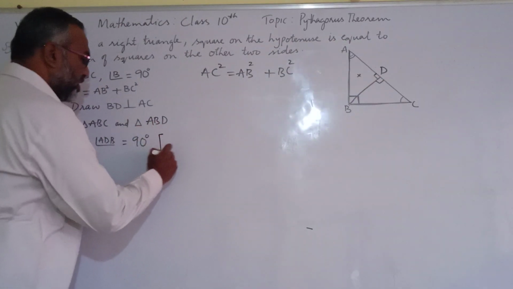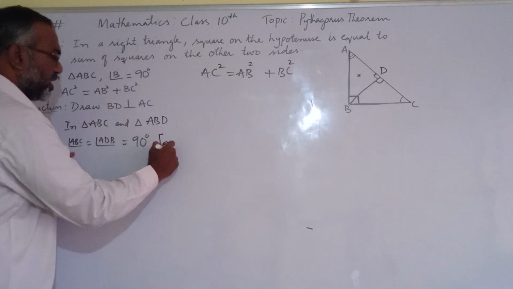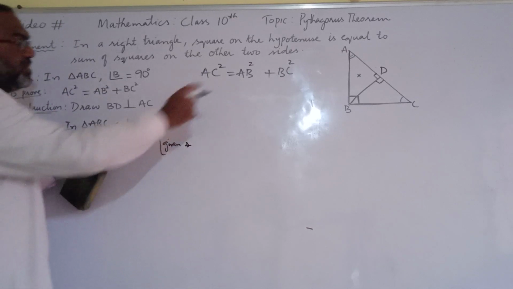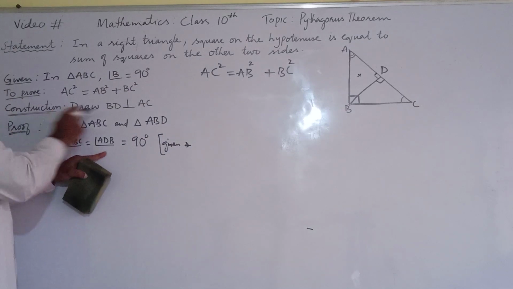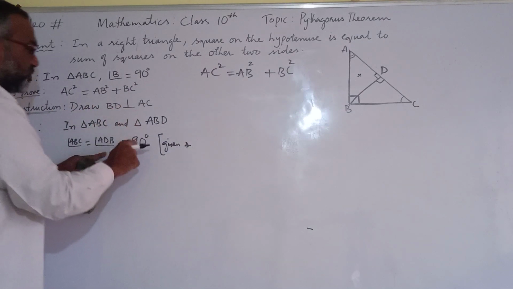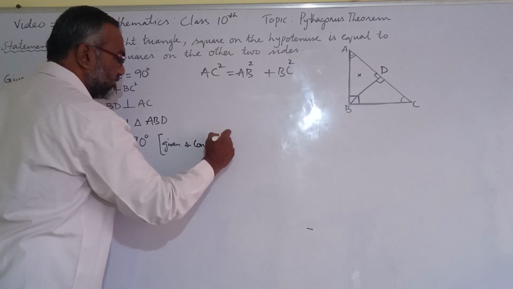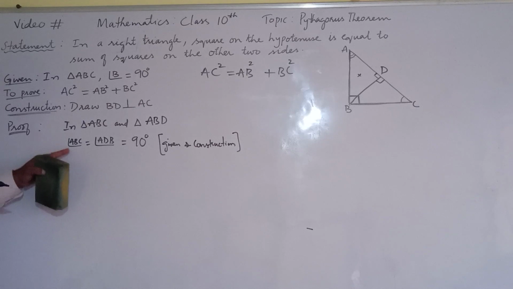How do we know this? For angle B, 90 degrees is given in the question. And for ADB, at D we got 90 degrees. How? Because of construction. Because of construction we drew a perpendicular. That's why we got 90 degrees at D. So from given and construction we got this.